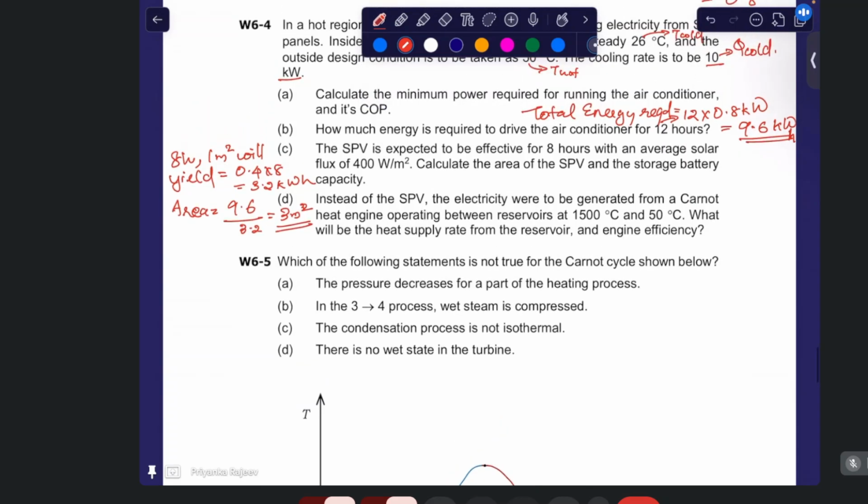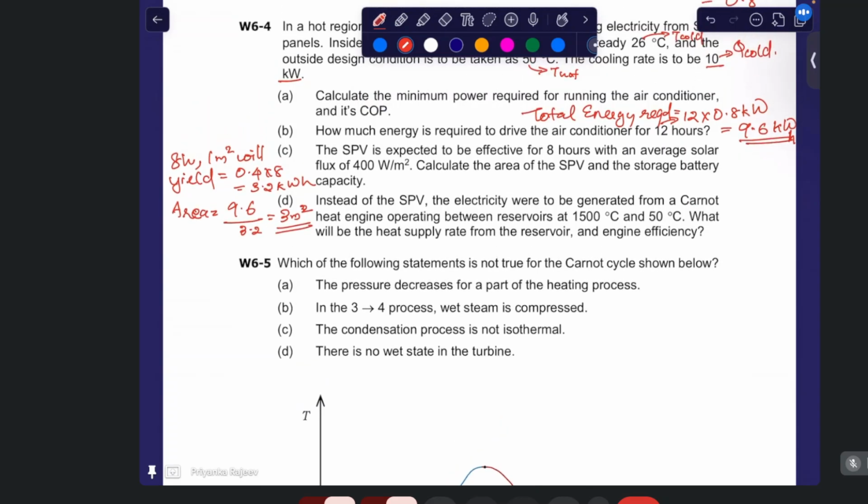So battery capacity should be like 9.6 kilowatt hour to power the AC for the requirement of 12 hours. And this SPV should have an area of 3 meter square if it is receiving this solar flux of 400 watt per meter square for 8 hours.